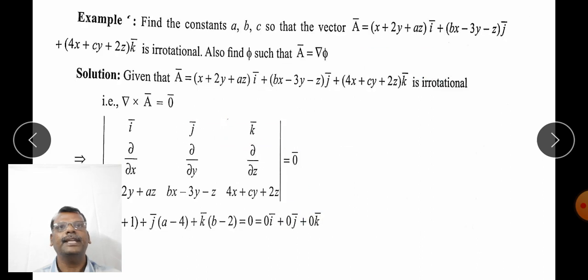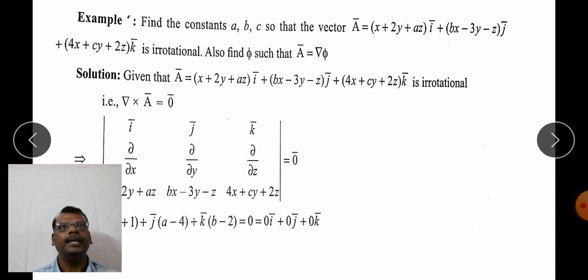And again we move to the next problem. Find the constants a, b, c so that the vector A bar equals (x plus 2y plus az) i bar plus (bx minus 3y minus z) j bar plus (4x plus cy plus 2z) k bar is irrotational, and also find φ such that A bar equals del φ.